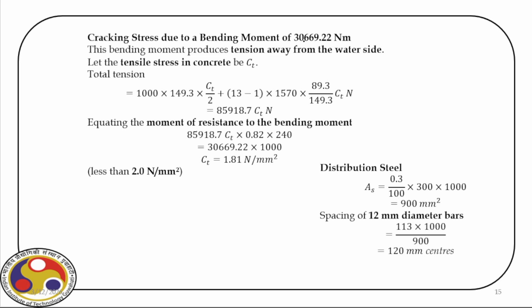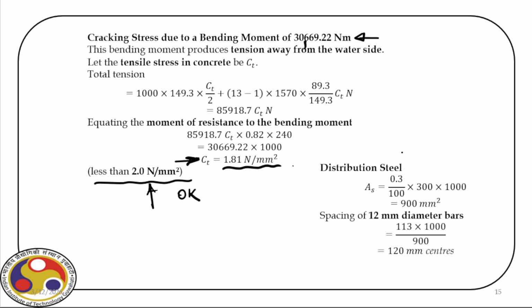Then we consider the other load case, that is producing a bending moment of 30,669.22 Newton millimeter, and for that again we repeat the same exercise. We get CT, that is the tensile stress, as 1.81 Newton per millimeter square, which is less than again 2 Newton per millimeter square, that is the permissible value. So the design is okay.